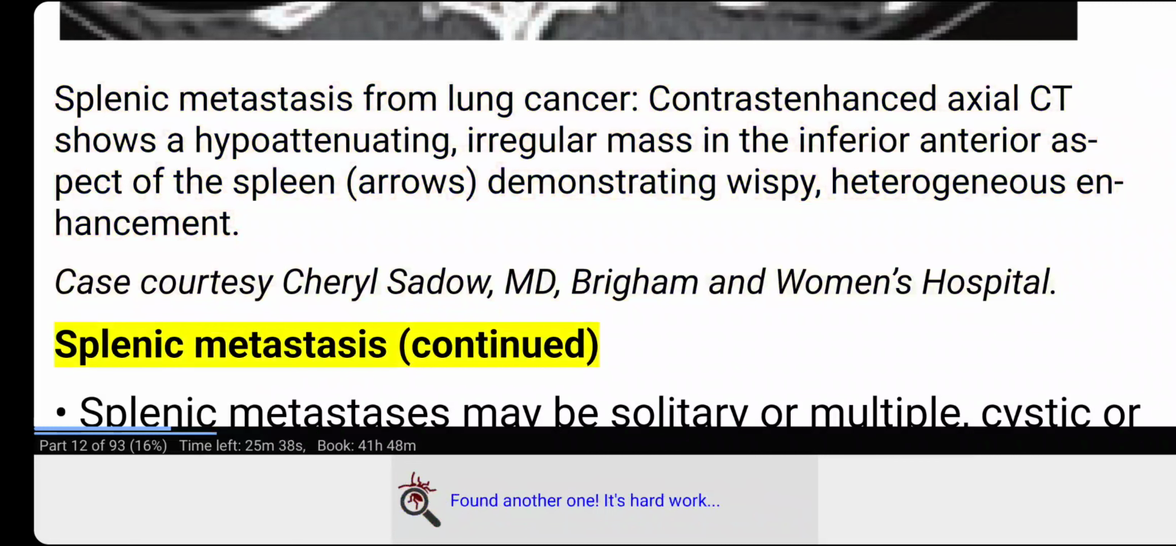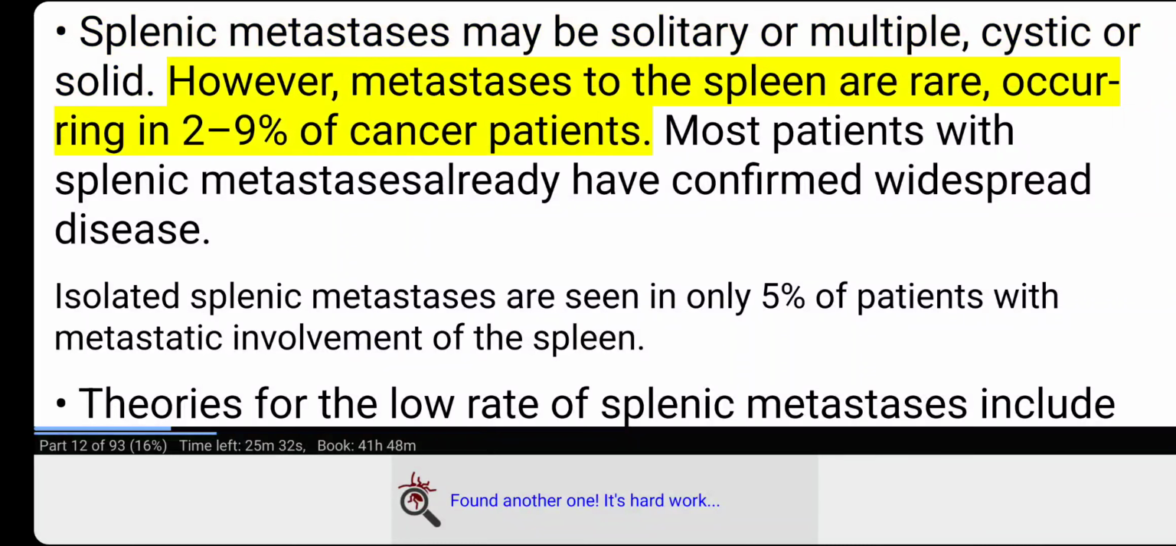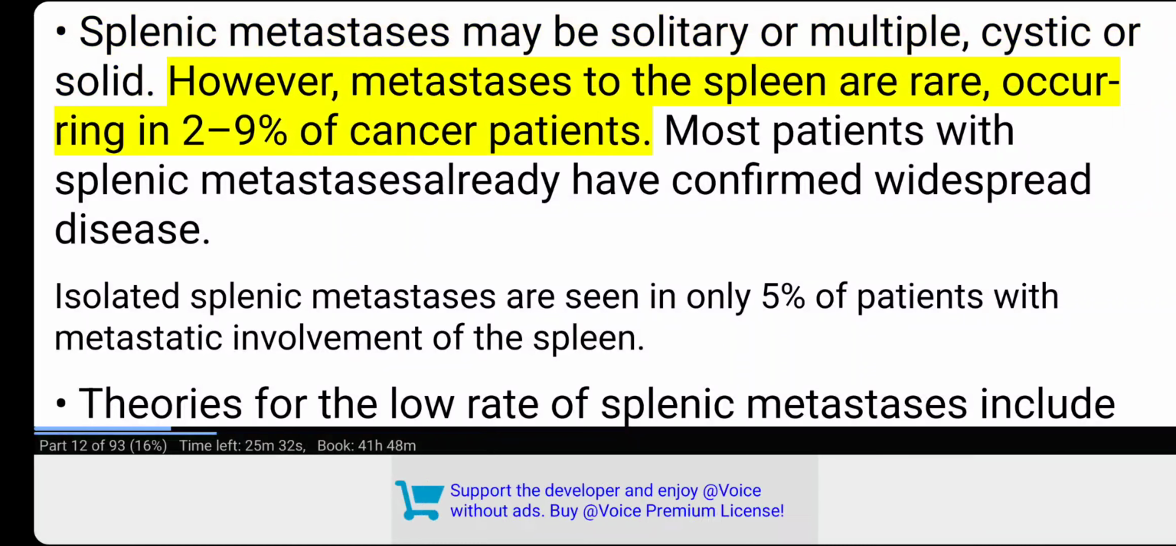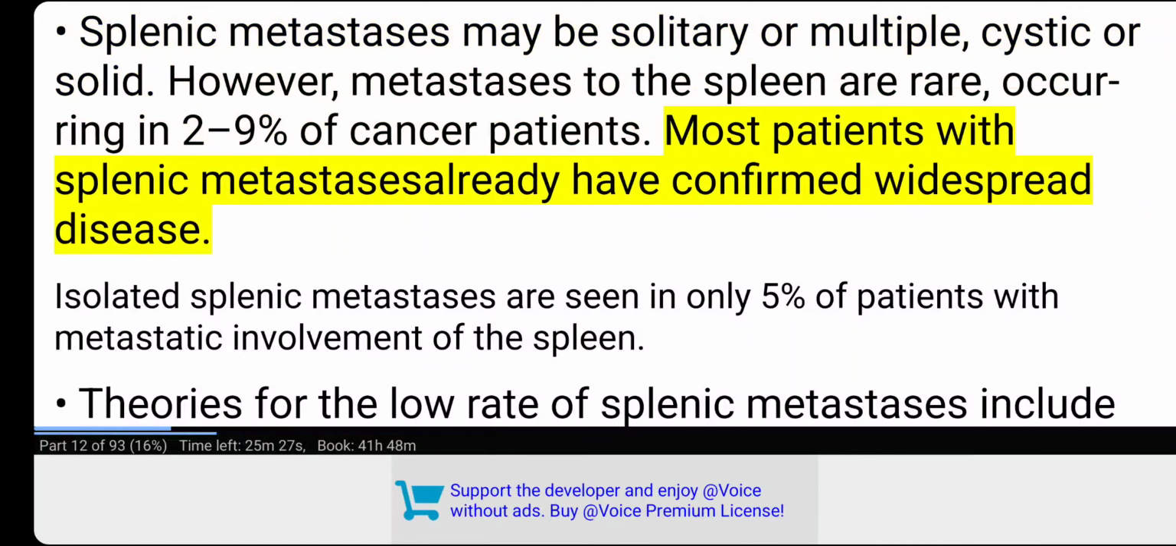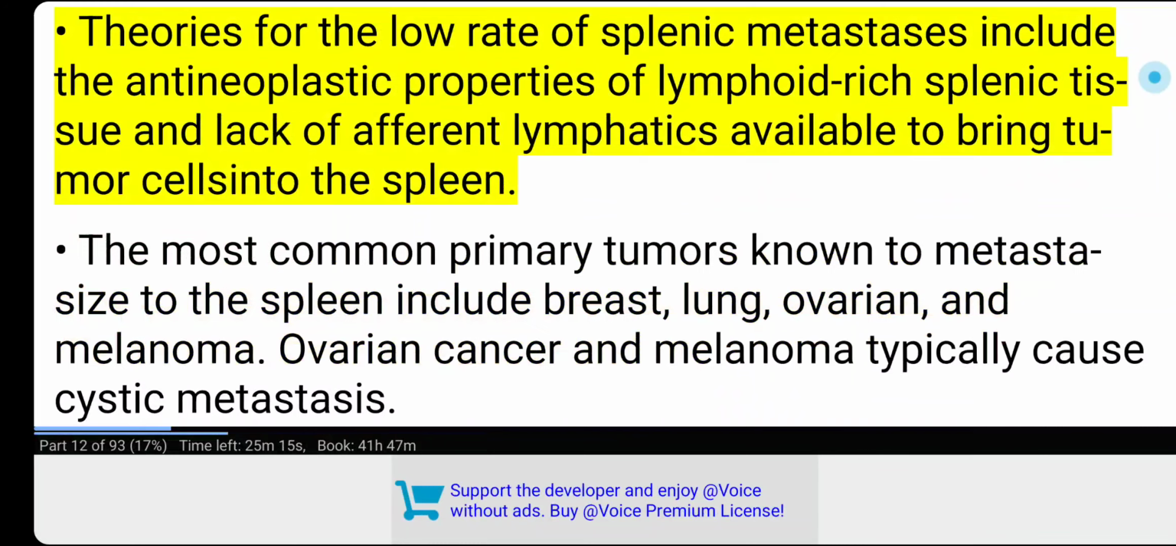Splenic metastasis continued. Splenic metastasis may be solitary or multiple, cystic or solid. However, metastases to the spleen are rare, occurring in 2 to 9% of cancer patients. Most patients with splenic metastasis already have confirmed widespread disease. Isolated splenic metastases are seen in only 5% of patients with metastatic involvement of the spleen. Theories for the low rate of splenic metastasis include the antineoplastic properties of lymphoid-rich splenic tissue and lack of afferent lymphatics available to bring tumor cells into the spleen.